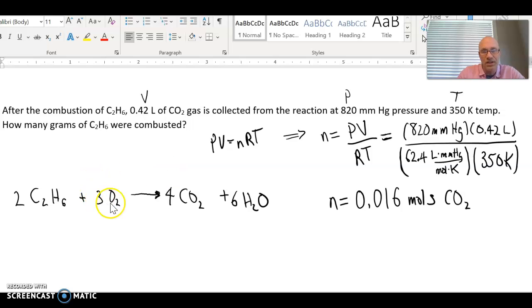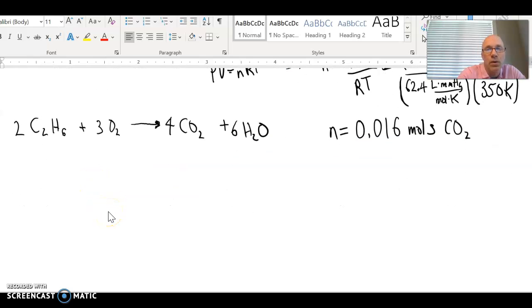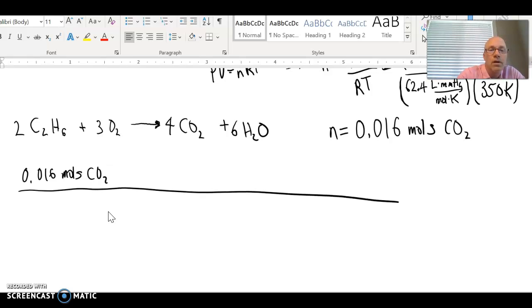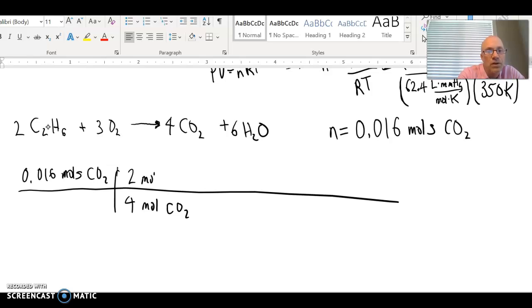So it just comes down to a standard crossbar equation. Let's start the crossbar with what we know, and then see if we can work backwards. We know a mole ratio between carbon dioxide and this material right here. For every 4 moles of CO2 that's created, that would have come from 2 moles of C2H6.